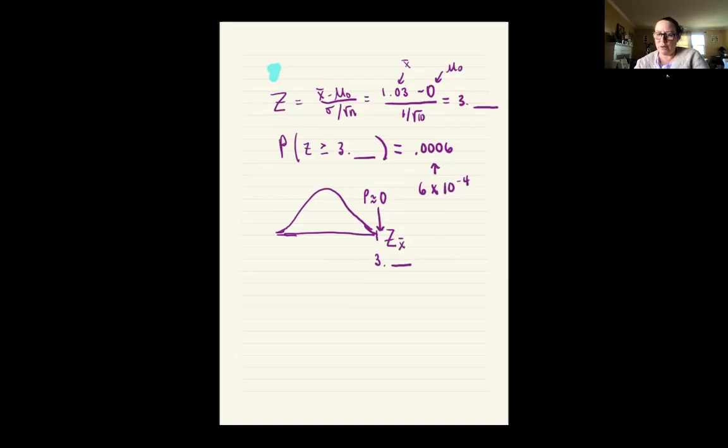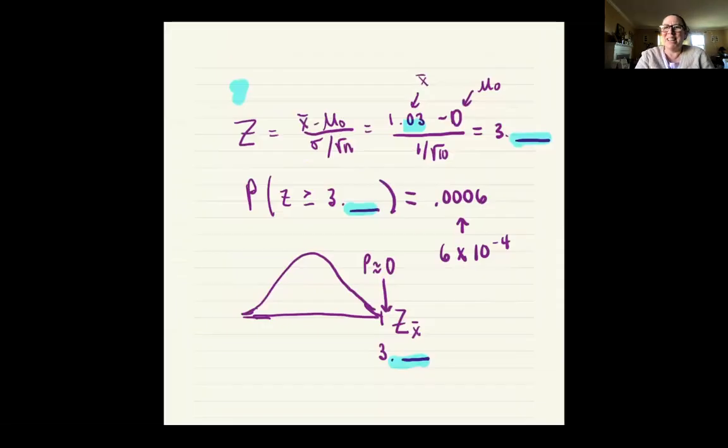And just be sure, let me go back to highlighter. Just be sure to double check that this is the correct entry. Fill in the decimal portion of z in these 3 spots. That is it. We are done with A9.